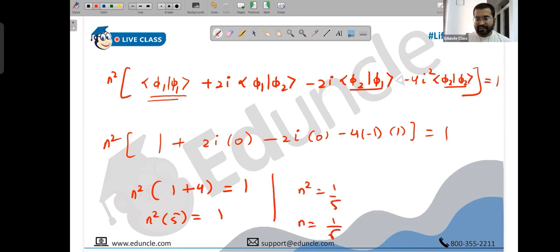We have got the normalization condition, and the value of small n should be 1/√5, plus minus not required. Absolutely, plus minus. Yes, thank you. Okay. Plus minus into plus minus into 1/√5. Okay, people. So well understood? Thank you.